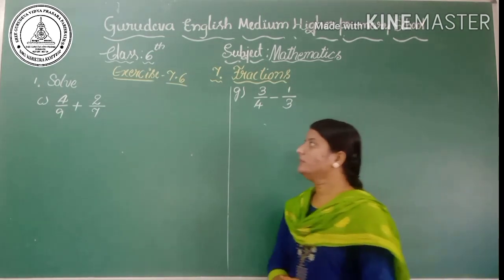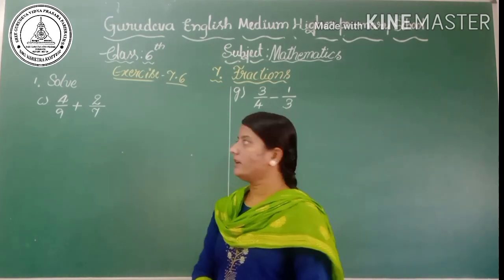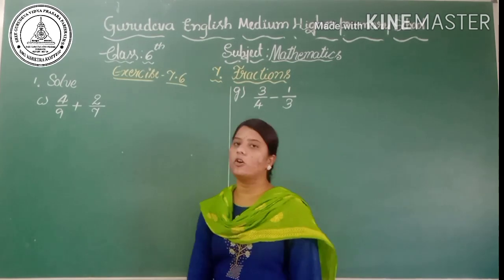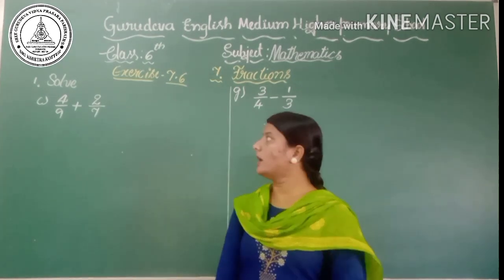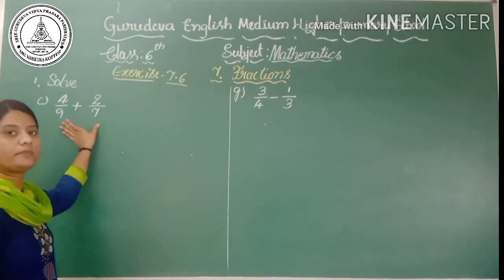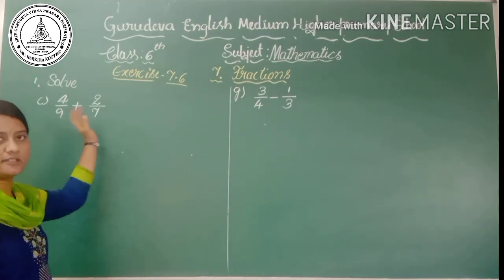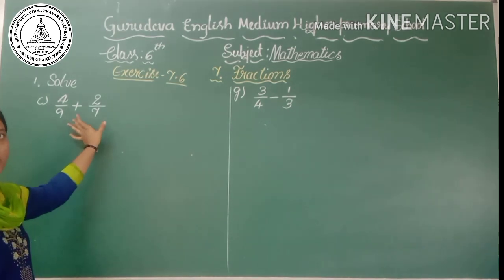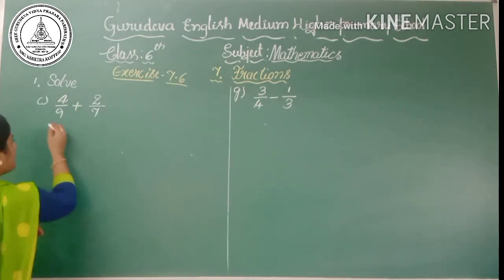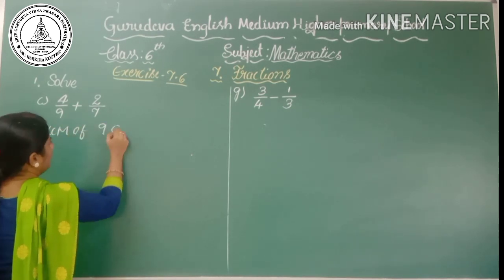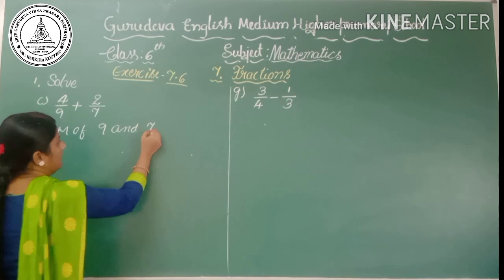Solve 4 by 9 plus 2 by 7. Observe these two fractions. These two fractions are unlike fractions. So how to add these two fractions? First we have to convert the unlike fractions into like fractions by taking the LCM of the denominators. Take the LCM of 9 and 7.